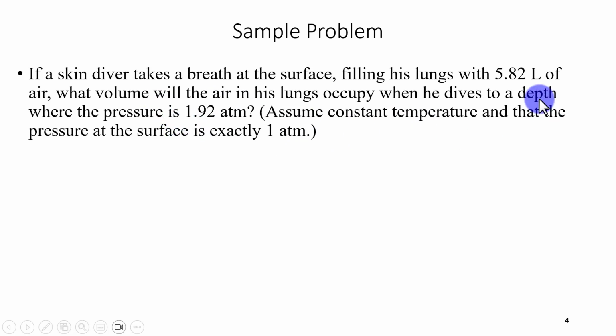And then what happens to that volume when the pressure increases? Here is the formula that you should use. The initial pressure, which is atmospheric pressure, and the initial volume. This is pressure at time 2. So at the depth that he is diving, it is 1.92 atmospheres. What is V2? So solve for V2, which is the volume at the depth that he dives.